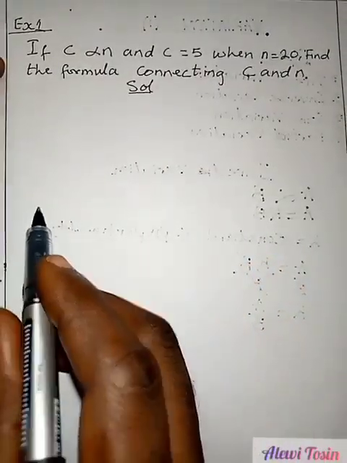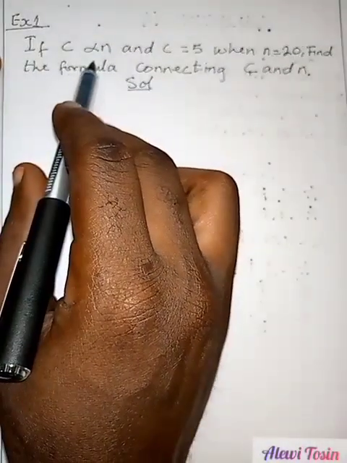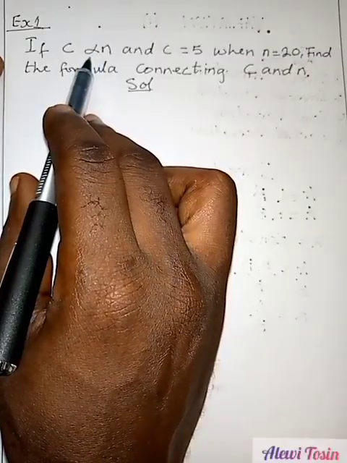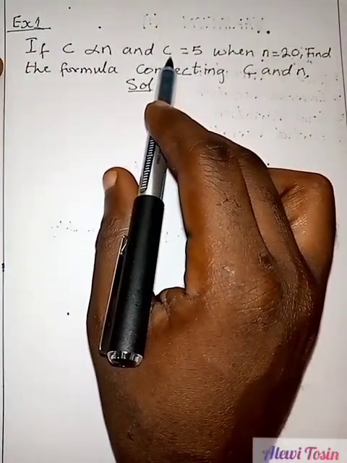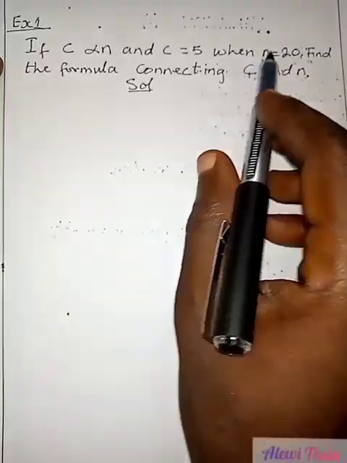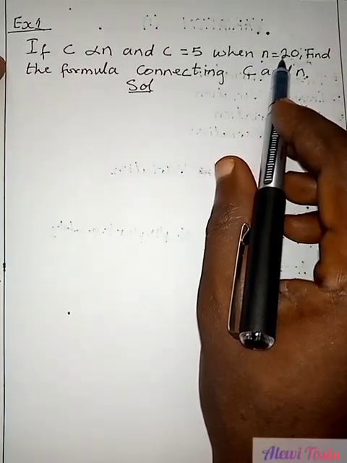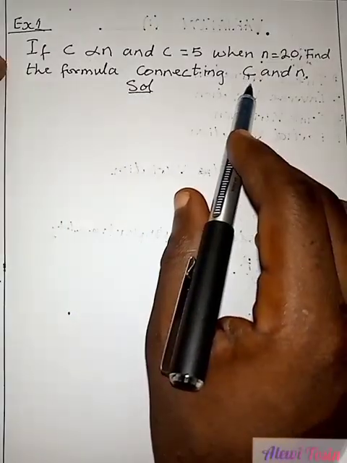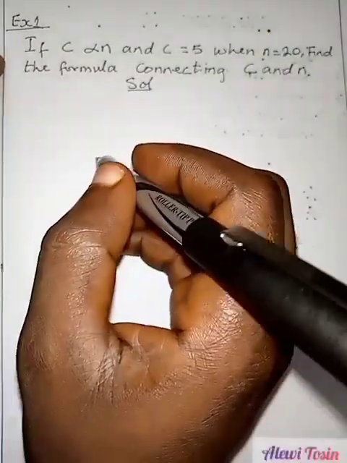Now, let's take a question. Now let's look at this question. It says if C is directly proportional to N, this is the sign for direct proportionality, and C is 5 when N is equal to 20. The question says find the formula that connects C and N.